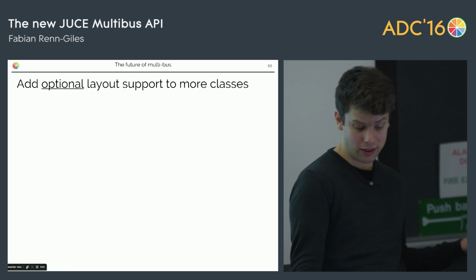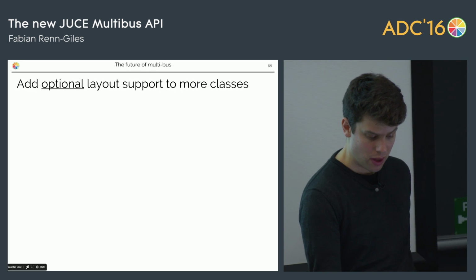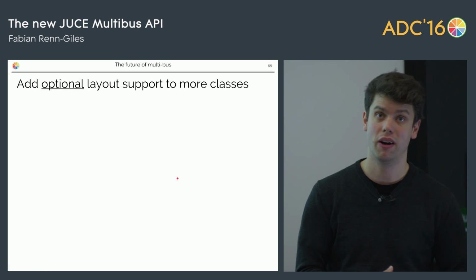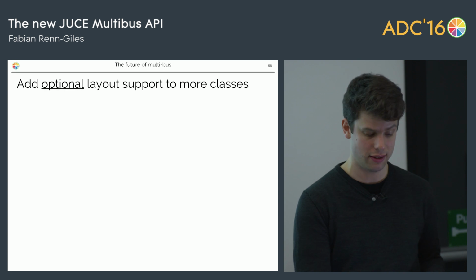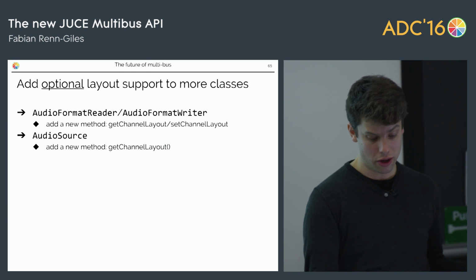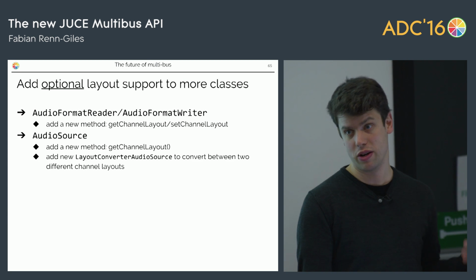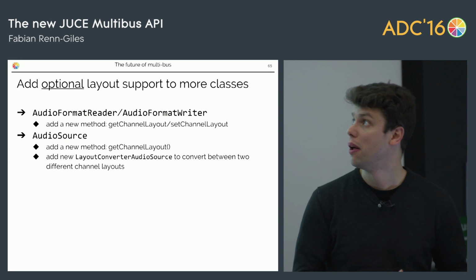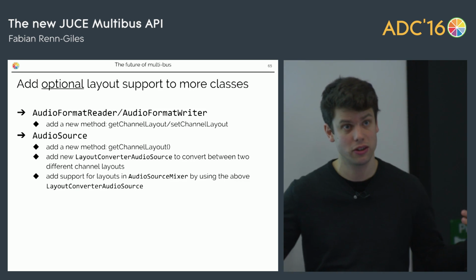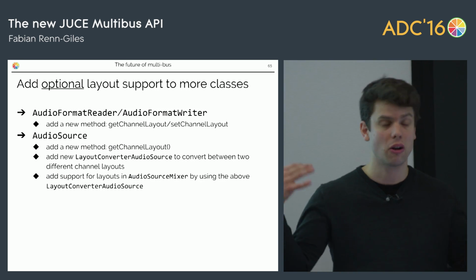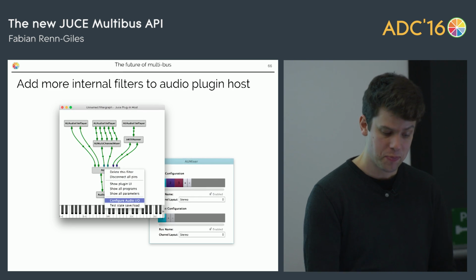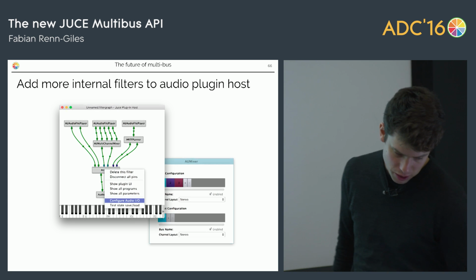Let me quickly talk about the future of Multibus. Right now, this audio channel set class specifies the layout of a particular bus. We want to add that to more classes. So we want to add this to the audio format reader and writer. We want to add this to the audio source so that when you want to know the channel layout of a particular audio device. We want to add an audio source mixer that understands layouts so that it correctly mixes down surround sound to stereo. And then this example that I wanted to show, but I don't know why it didn't work.